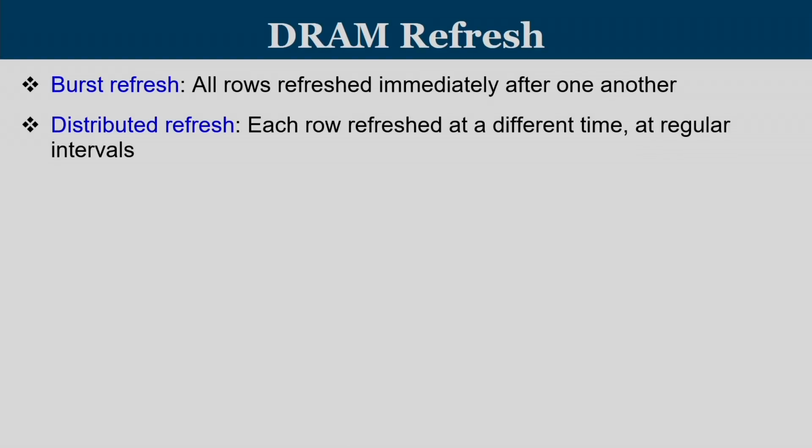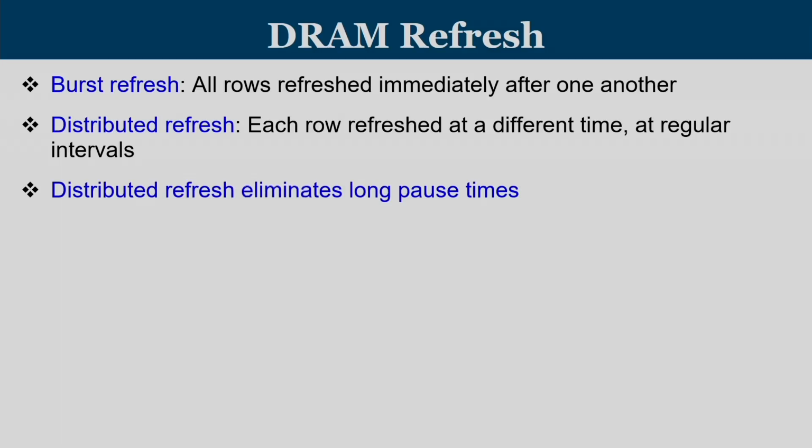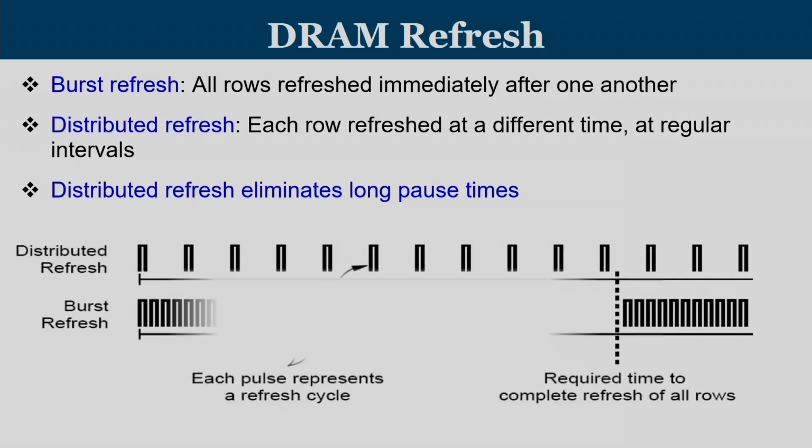The other one is called distributed refresh. Each row is refreshed at a different time. So you take up the first row, refresh. Then DRAM is open for normal read-write operation. After some time, you go and refresh the second row. So the pause time is very less. Each has its own merits and demerits. Distributed refresh eliminates long pause times.